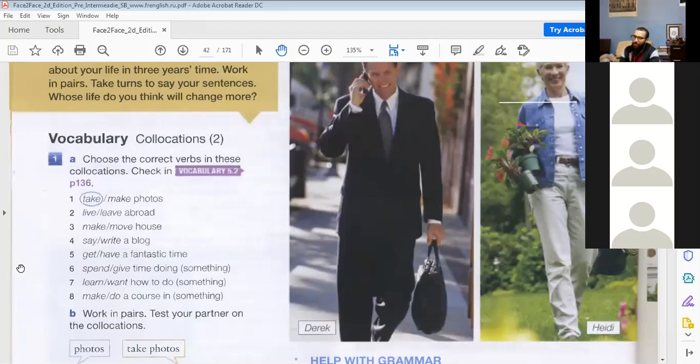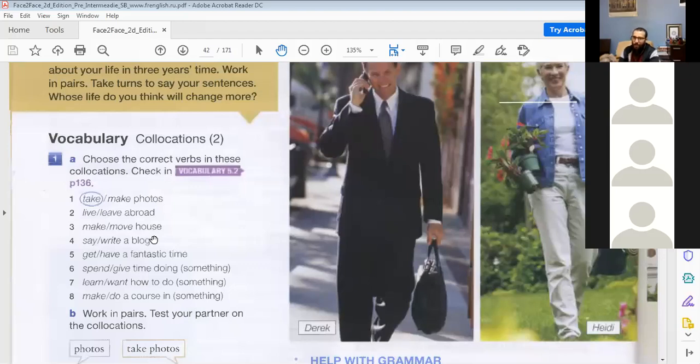So we need to use the future to talk about ambitions because you won't see the results now in the present. You will see them later. This is the idea. Okay, let's start with number one. Here we have collocations. In this little exercise, what we want to do is choose the right verb for the right word or the right phrase.